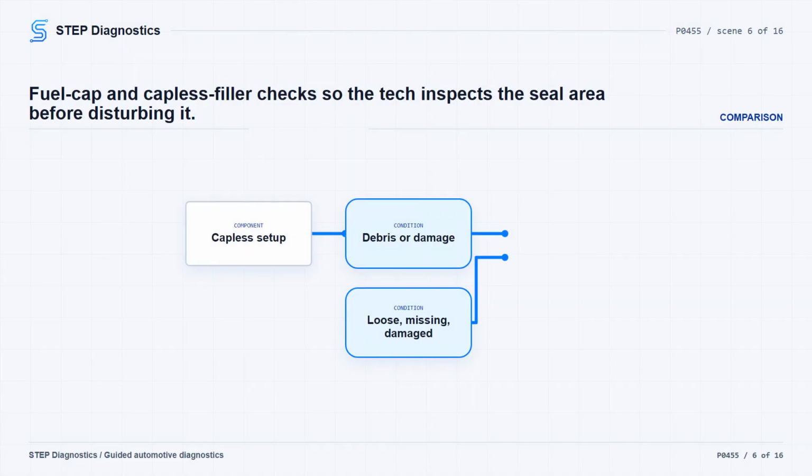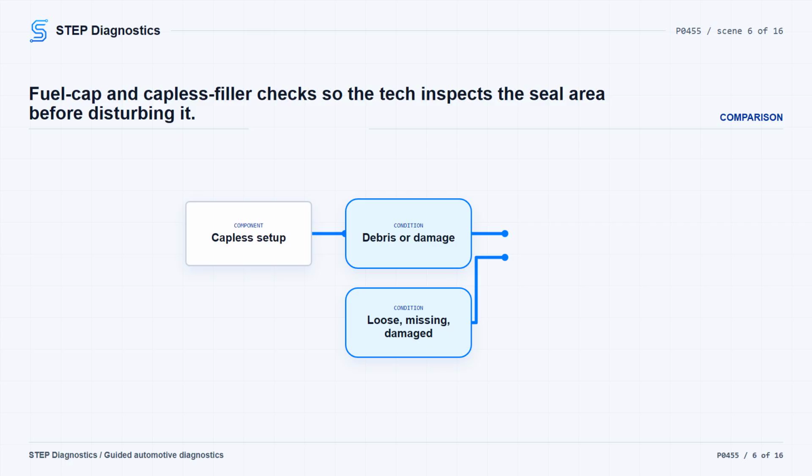At the filler area, inspect it before disturbing anything. If the truck has a fuel cap, make sure the cap is not missing, loose, or damaged, and make sure the tether is visible and free to move. If it has a capless filler pipe, inspect the inlet for debris that can keep the seal from closing and check the filler pipe for damage.